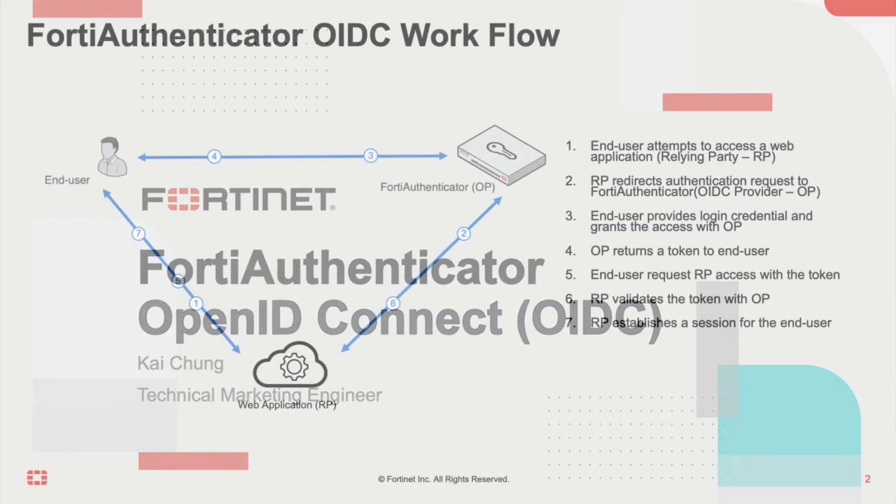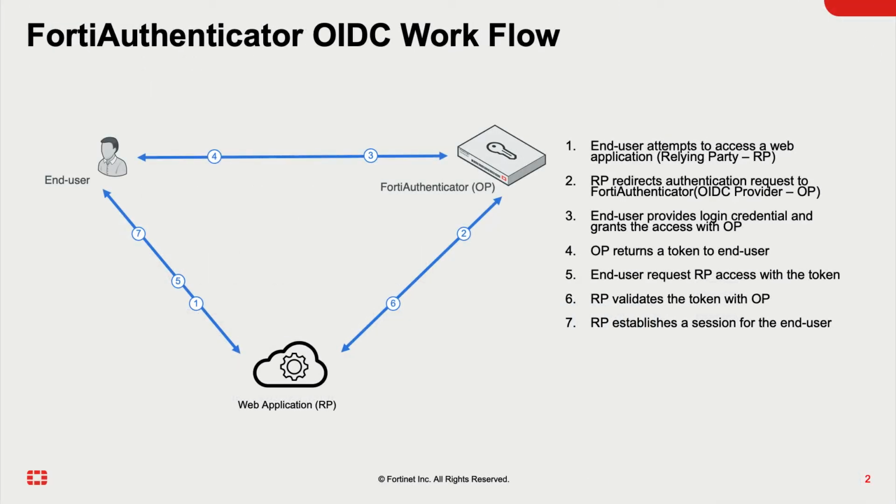Let's take a look at the workflow of OIDC. When an end user attempts to log into a web application, or the relying party, commonly referred to as RP, the RP redirects the authentication request to the FortiAuthenticator, or the OIDC provider, the OP. The end user provides a login credential and grants the access with the OP. Then the OP returns a token to the end user, and the end user requests the RP access with that token. Then the RP validates the token with the OP, and RP establishes a connection with the end user.